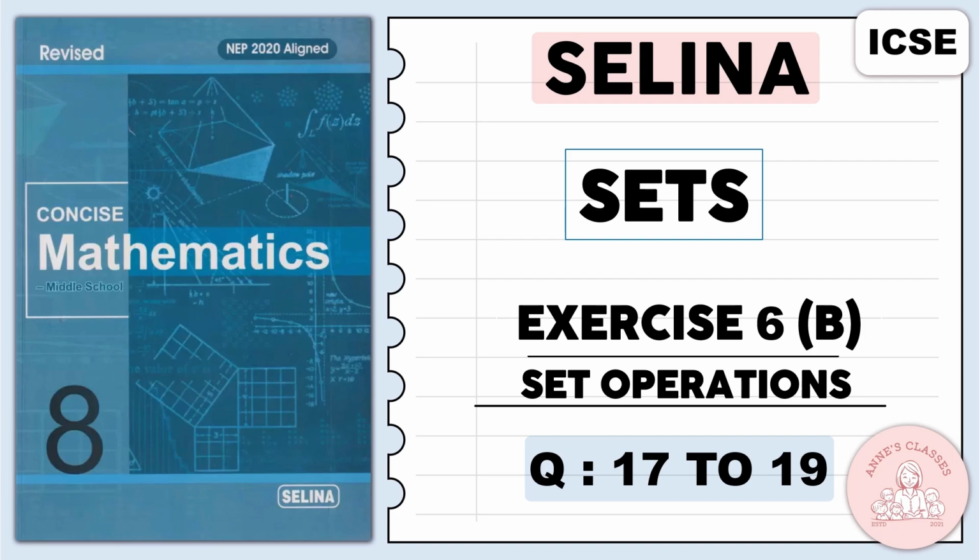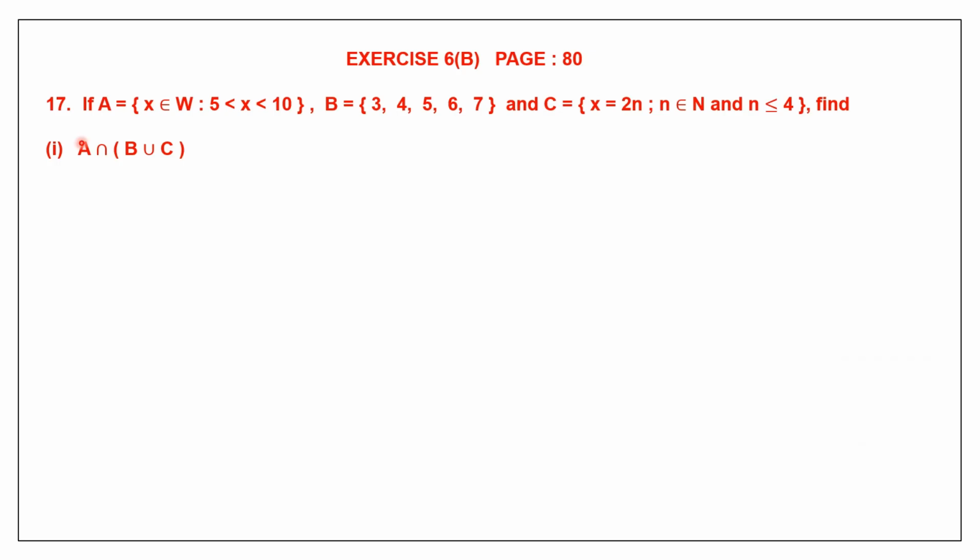Let's do sets, chapter 6, exercise 6b. Exercise 6b, question 17. If set A is x belongs to whole numbers such that x is greater than 5 but less than 10, B is a set of these numbers, that is 3, 4, 5, 6 and 7, and C is x is equal to 2n, and n belongs to natural numbers and this n is less than or equal to 4.